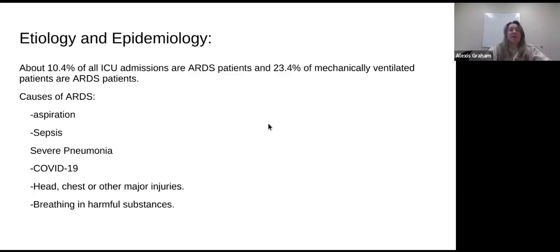Etiology and epidemiology. About 10.4% of all ICU admissions are ARDS patients, and 23.4% of them are mechanically ventilated patients that have ARDS. Causes of ARDS include aspiration, sepsis, severe pneumonia, COVID-19, head, chest, or other major injuries, and then breathing in harmful substances.